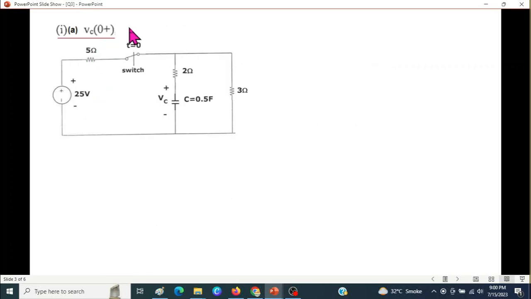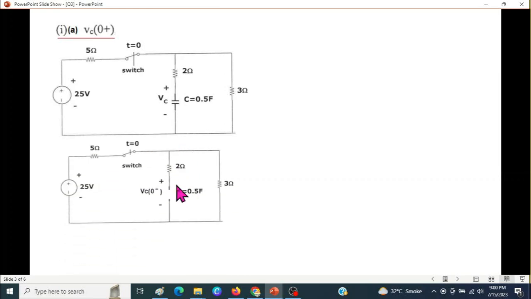So the first one, VC(0). This is our circuit. The switch is closed. When the switch is closed for a long time, the circuit becomes steady state and the capacitor becomes fully charged and behaves like an open circuit. So it will be an open circuit. And the voltage across the capacitor is called VC(0 minus), that is just before the switch is opened.